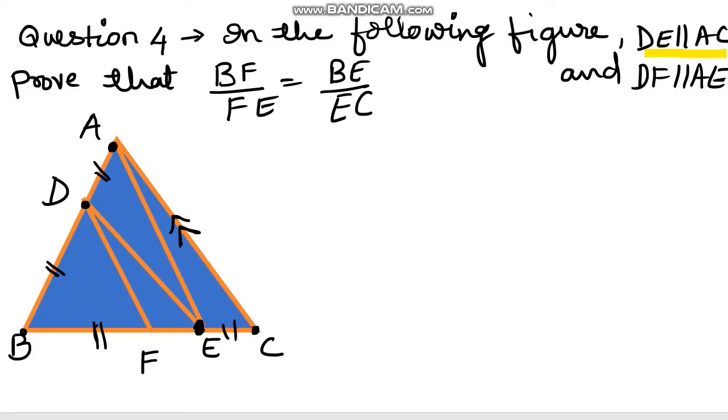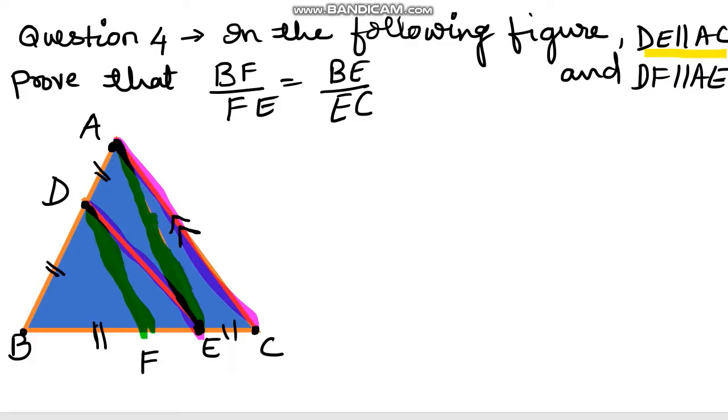Now come on children, let us see question number 4. In the following figure, DE parallel AC. Let me show you. This is your DE. DE is parallel to AC. Now DF is parallel to AE. This is your DF and this is parallel to your AE.